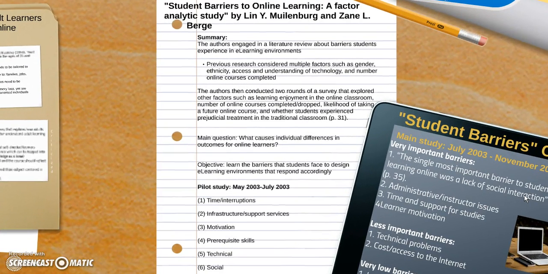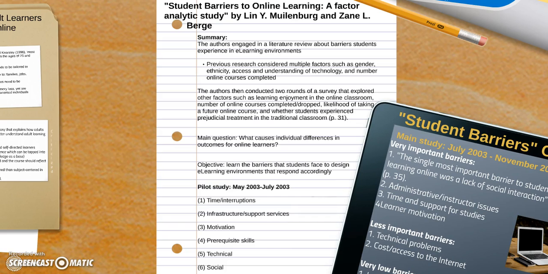At first, we're going to be looking at student barriers to online learning. Just a brief summary of this research. The two authors engaged in a literature review about barriers that students experience in e-learning environments. Previous research considered multiple factors such as gender, ethnicity, access, and understanding of technology, and number of online courses completed.